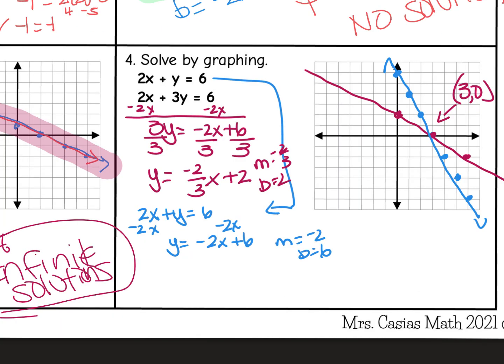Well, welcome back, and here is what number 4 looks like. So the first thing I did is I needed to convert both of these equations into slope-intercept form. When I graphed both of these lines, I noticed that they crossed at exactly 1 point, and that was at positive 3, 0. So this particular system by graphing has one solution, and the solution is (3, 0).